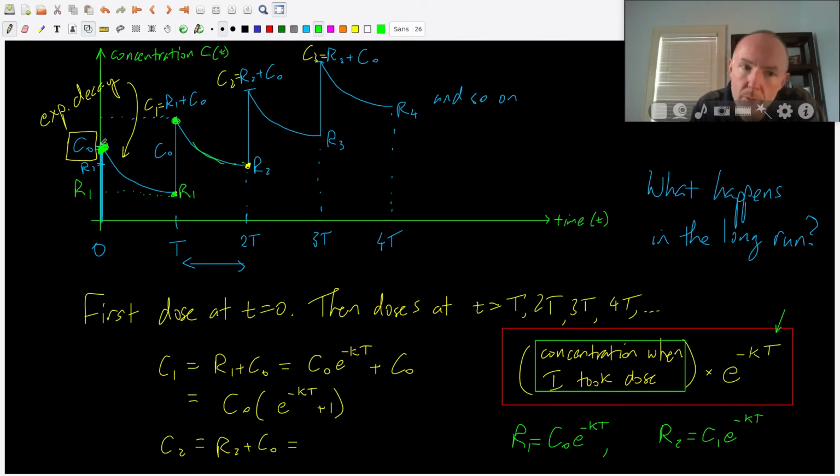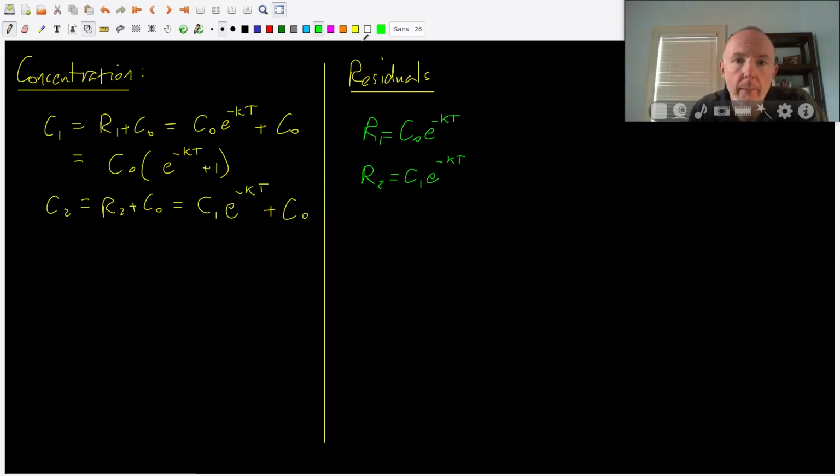Right? In this first case, for R1, we started with this value here as the initial concentration and then let it decay. And here's the rule for how that works. Well, this time, we started with this concentration there, and we multiplied it by that factor, which is the decay factor. So I know what C1 is. I just calculated it. So this is C1 e to the minus kt plus C0. So I've just cut and pasted the things on the previous page onto this page.